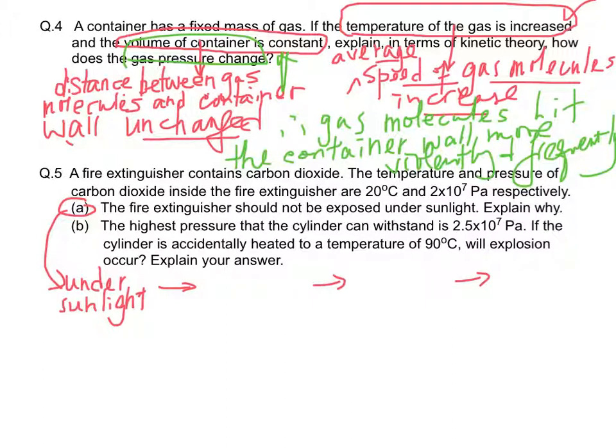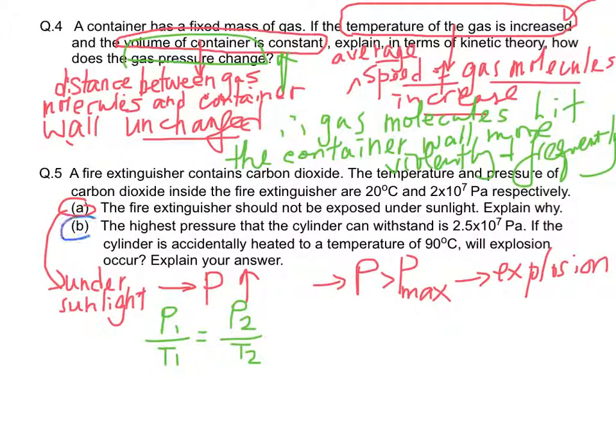For part A, if the fire extinguisher is exposed to sunlight, the pressure of the gas inside will increase. If the pressure exceeds the maximum allowable pressure, then an explosion will occur.